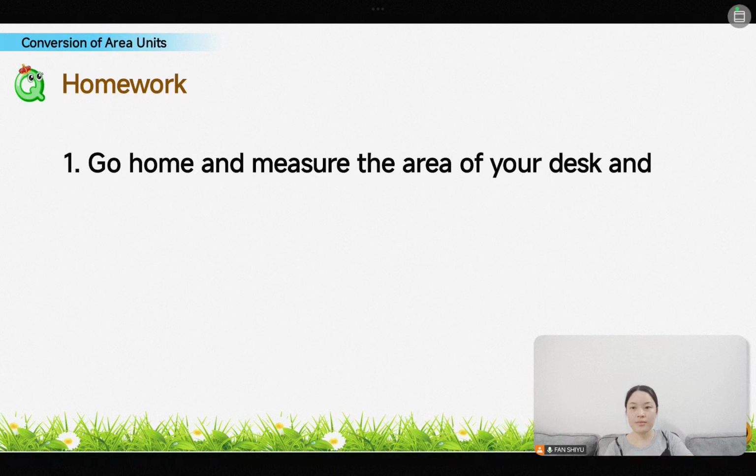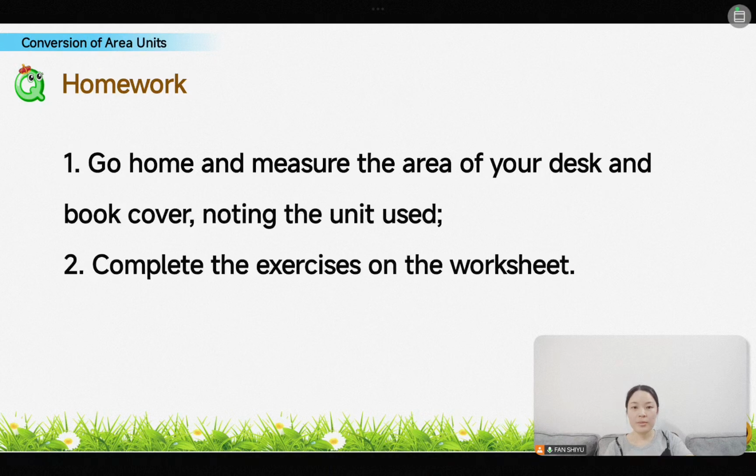Now, I will give you some homework. Go home and measure the area of your desk and the book cover, noting the unit used. Second, complete the exercise on the worksheet. Okay, class over.